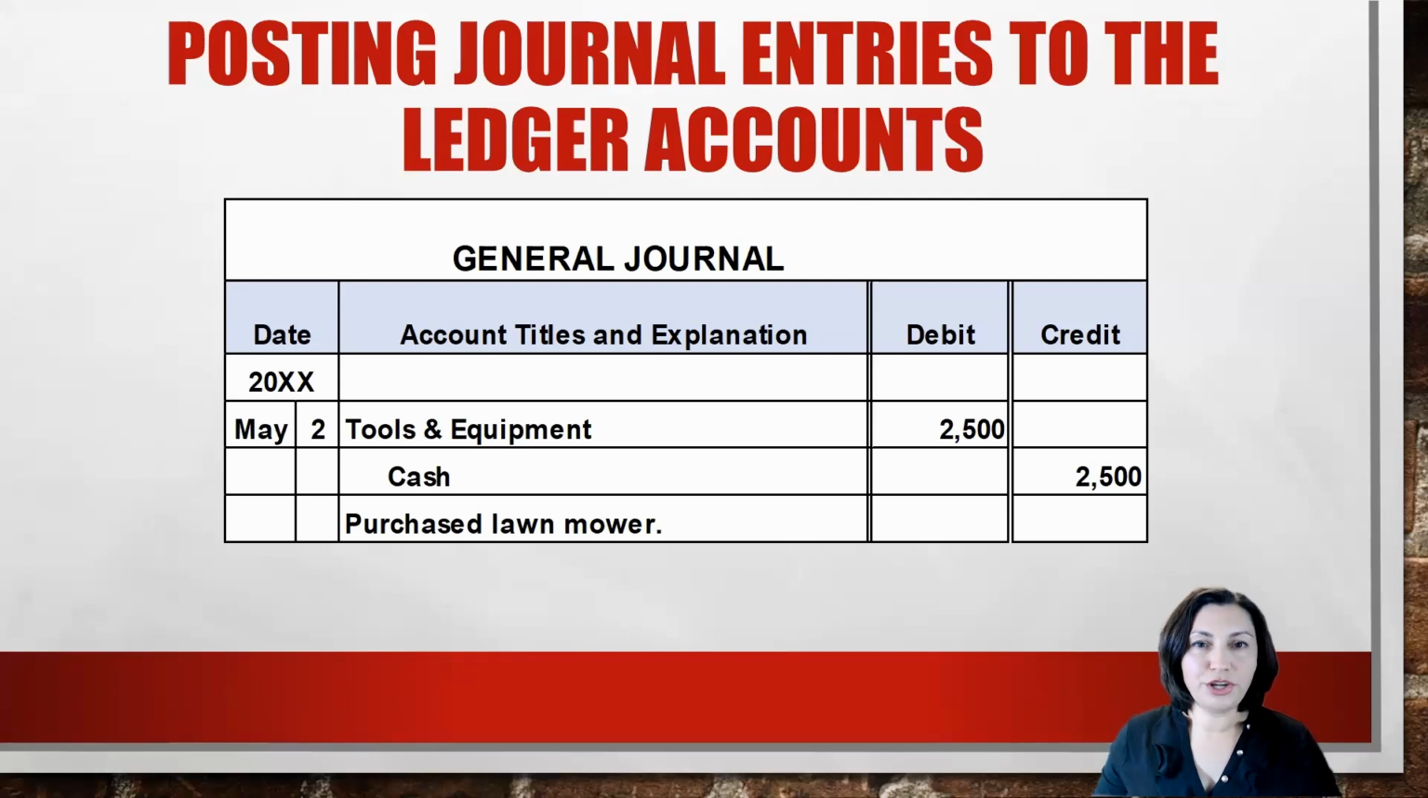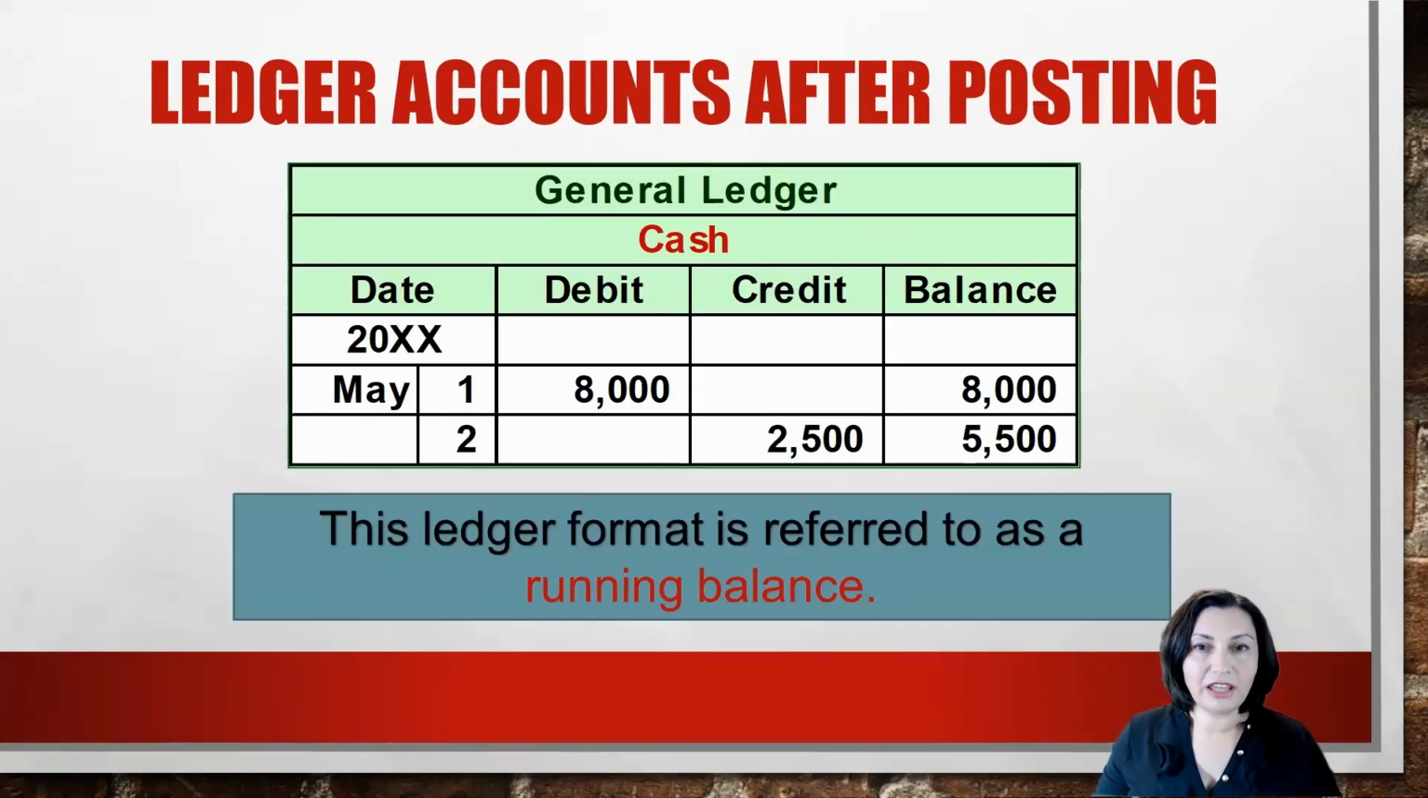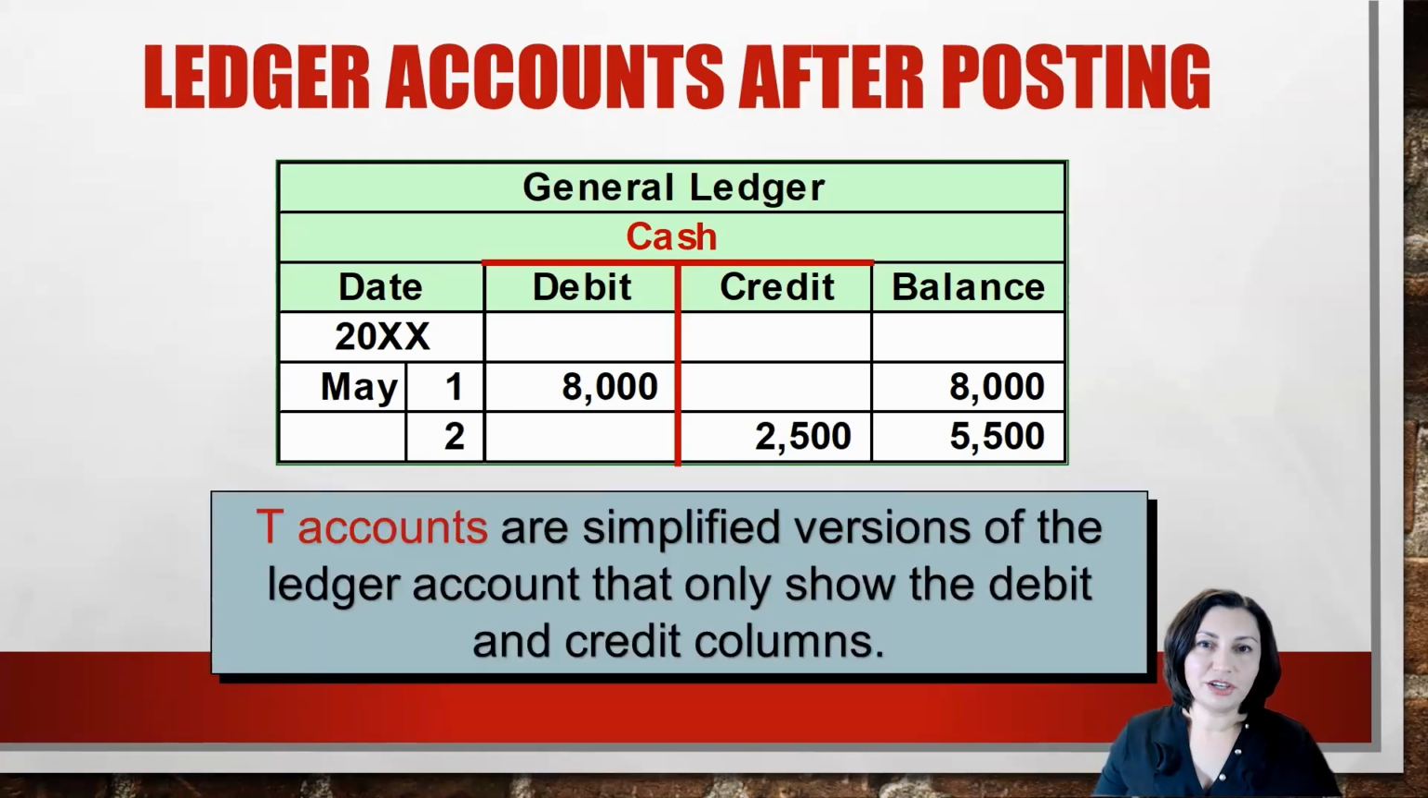Take a look at the journal entry to record the purchase of the riding lawn mower. Let's see what the cash ledger account will look like after posting the cash portion of this journal entry. Note that cash decreased in the transaction, so it should be posted on the credit side. The posting was properly placed in the credit or decrease column of the cash ledger account. The balance in the account is updated and is currently $5,500.